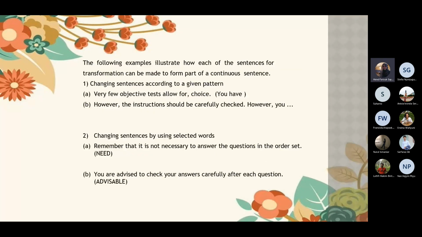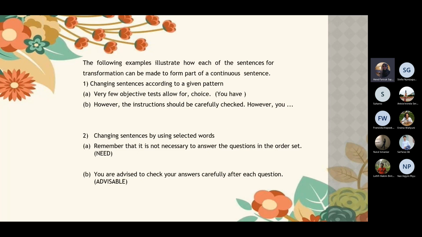So the following examples illustrate how sentences for transformation can be made to form part of a continuous text. The first one: changing sentences according to a given pattern. Example for that: very few objective tests allow for choice. Then you have to, for example, B: however, the instructions should be carefully checked. If you are reading this kind of question, you have to read the instructions very carefully, to be able to tell the way that the teacher or the tester wants you to give the answer for that question.